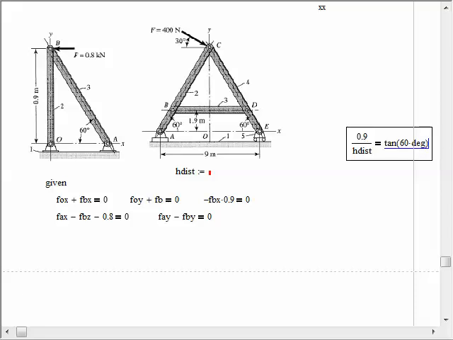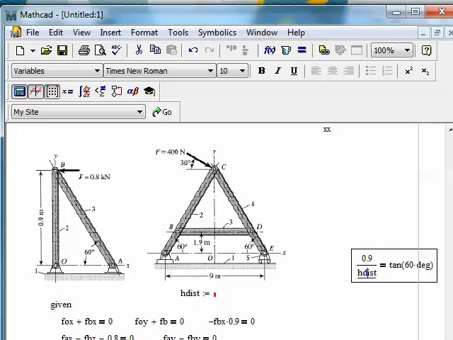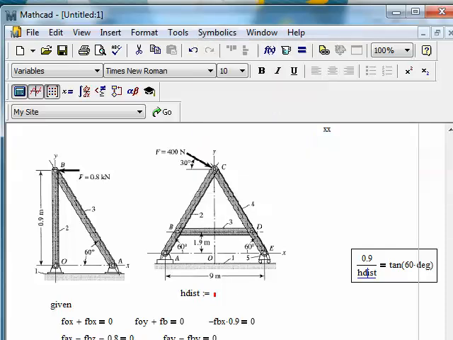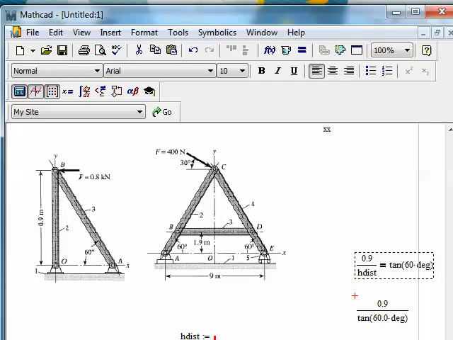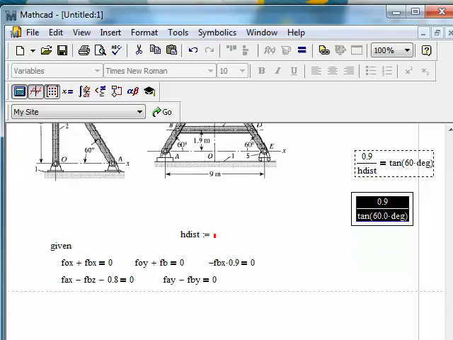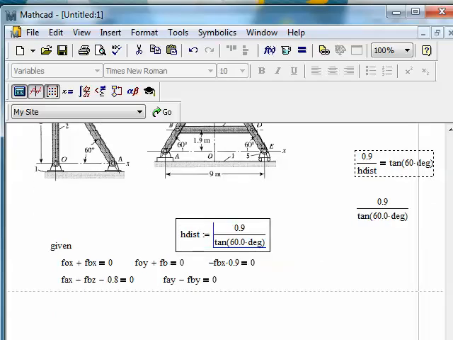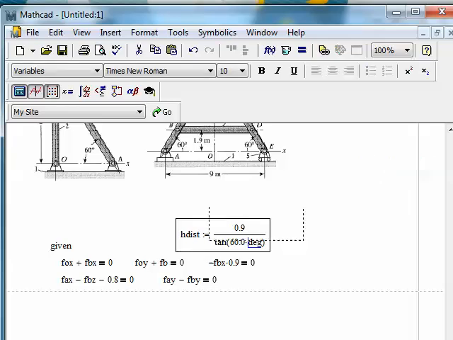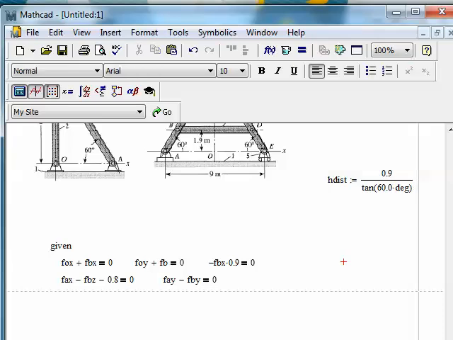Now, just a little trick in this problem. If I click on H distance and pull the menu down, and you can't see this, I say symbolics, variable, solve. It cranks through and says H distance must equal 0.9 over the tangent of 60 degrees. So I'm just going to go ahead and steal that. Of course I could have done that myself. Paste that in, and now I'll delete these two. Don't need them. And I'll just keep that handy, maybe right there.